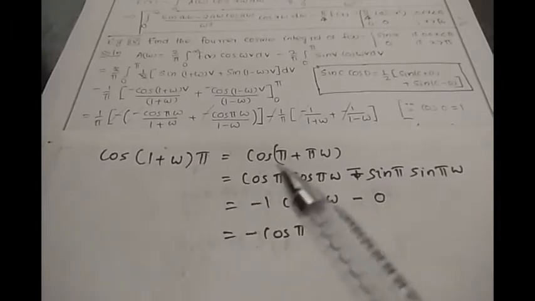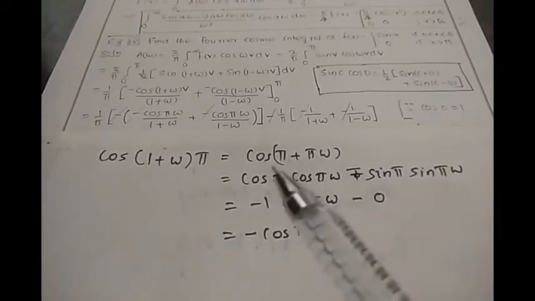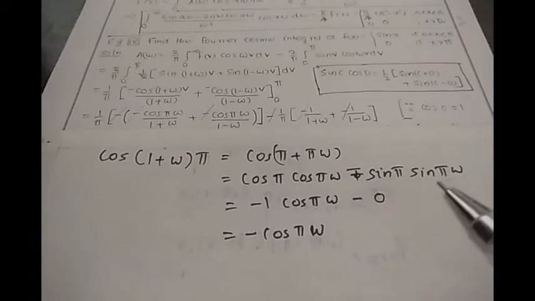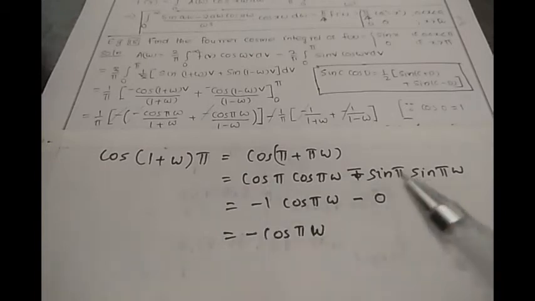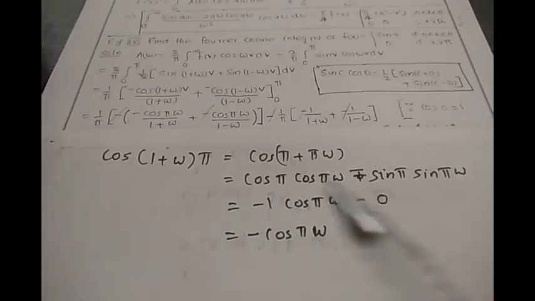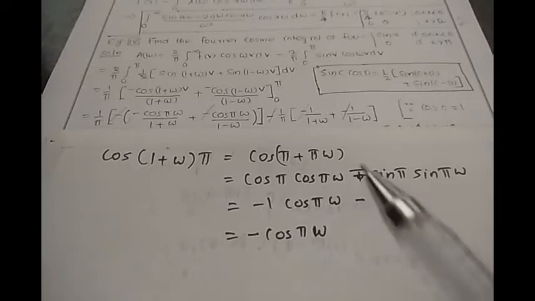The simplification is here. If we substitute pi here, we see it is cos (1 plus omega) pi, equal to cos (pi plus pi omega). And we know that cos (a plus b) equals cos a cos b minus sin a sin b. So this is equal to cos pi cos pi omega minus sin pi sin pi omega. Cos pi is negative 1, sin pi is 0. So this is cos pi omega that will come. Similarly, for cos (pi minus pi omega), this term is also 0 here, whether it is positive or negative, we will get the same answer.